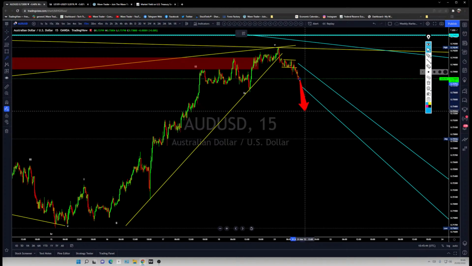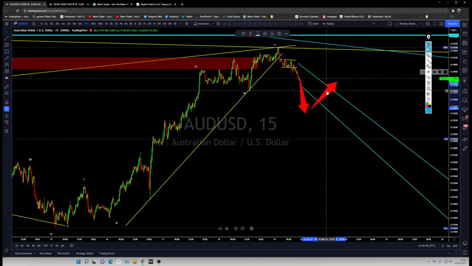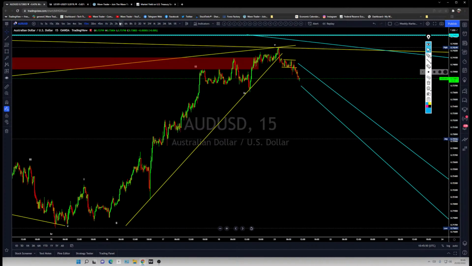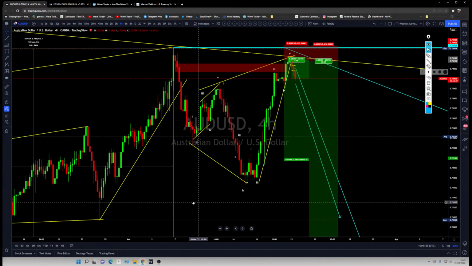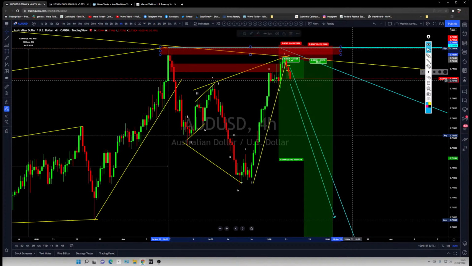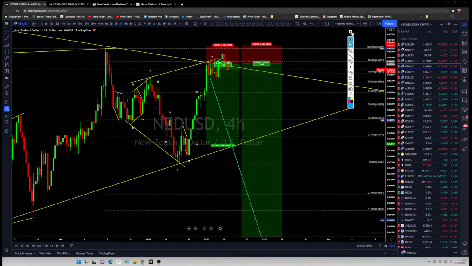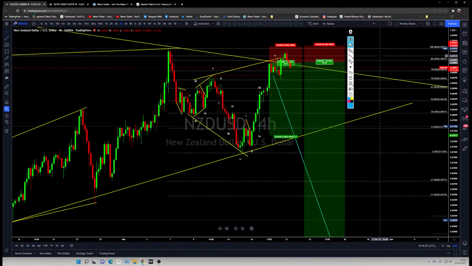So if it gets sharper, then pull back and continue dragging lower. If it does not fall very aggressively, then you are paying attention to price holding this previous top. Do not go beyond that previous top, stay below that, and fall very, very aggressively to the downside. The same goes for the New Zealand dollar.